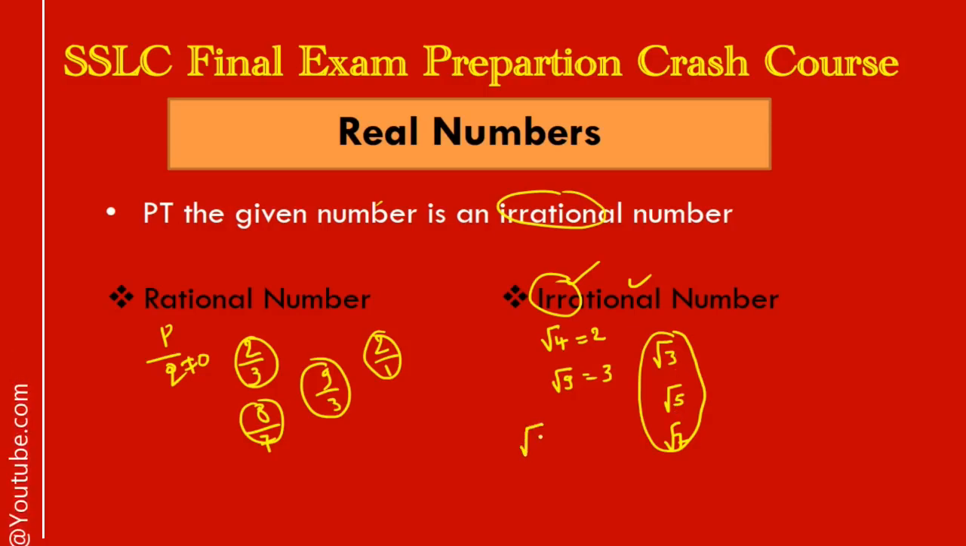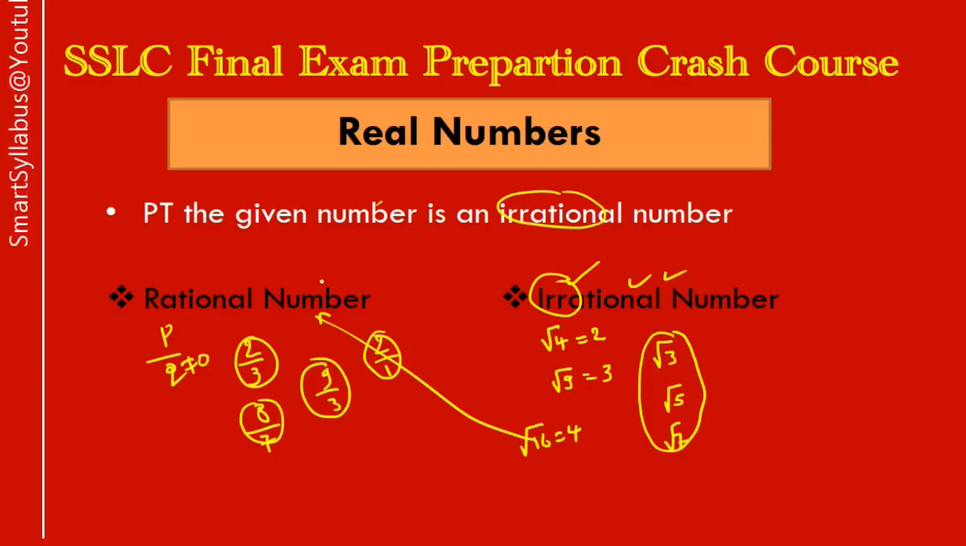See, if you write a number like root 16 and call it an irrational number, it's wrong, because we know root 16 is 4. So root 16 is not an irrational number. It comes under the rational number category only. If you can't say the value of the number which is inside the root sign, then only it is known as an irrational number. I think it is clear now, the difference between a rational number and an irrational number.